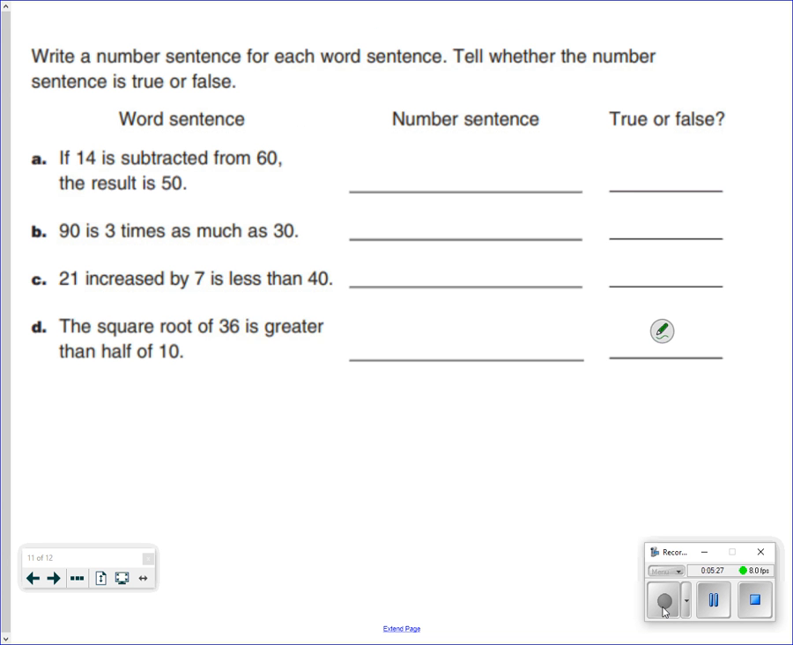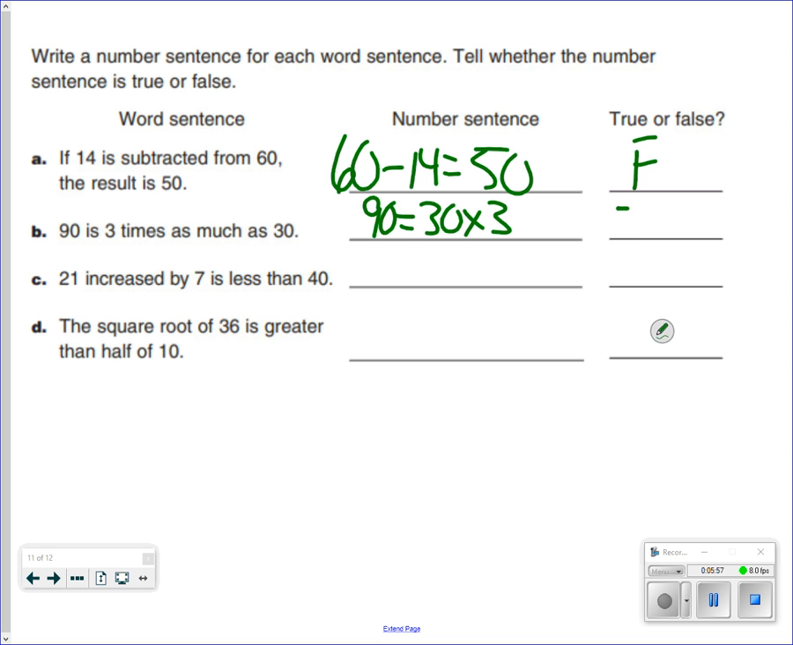Here I'm writing the number sentence out for each. If 14 is subtracted from 60, the result is 50. So if I have 60 minus 14, it equals 50. Well, we know that's false. 90 is 3 times as much as 30. So that means 90 is 3 times as much as 30. So 30 times 3. Is that true? That sure is true.